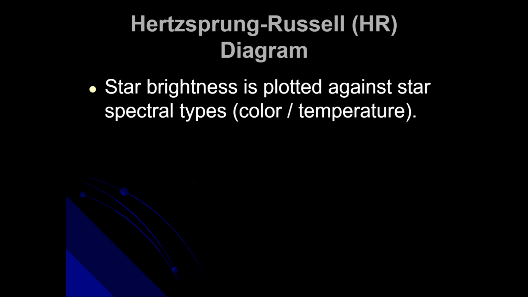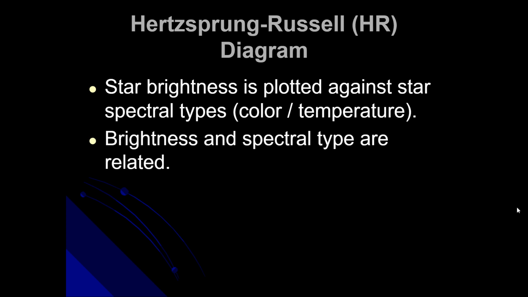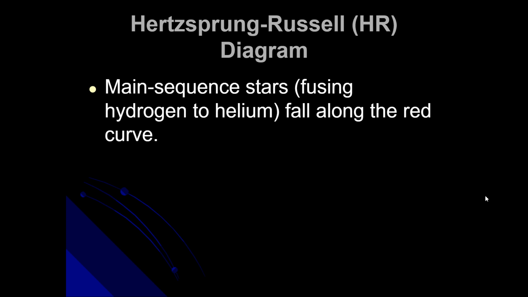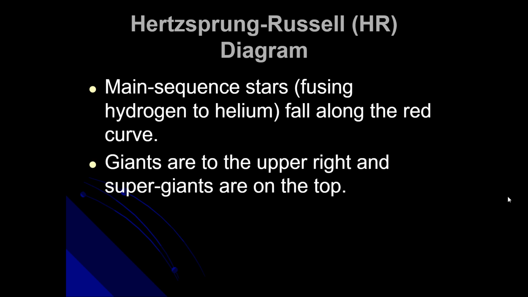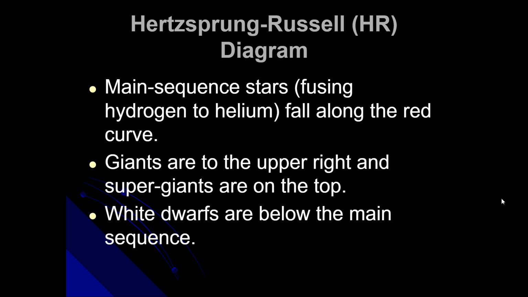So star brightness is plotted against star spectral types, which is the temperature or the color. Both mean the same thing. The brightness and the spectral type are related. Main sequence stars, where fusing hydrogen to helium is taking place, fall along the red curve, which we call the main sequence. And again, notice they're called main sequence stars. Giants are to the upper right, and supergiants are on top of those. White dwarfs are below the main sequence.